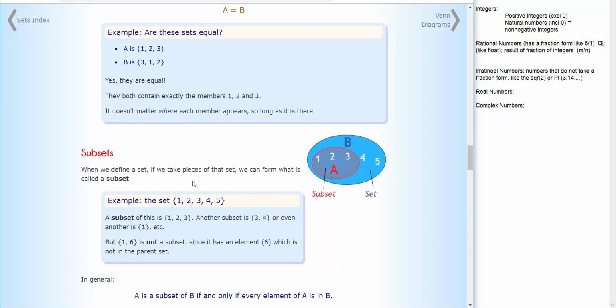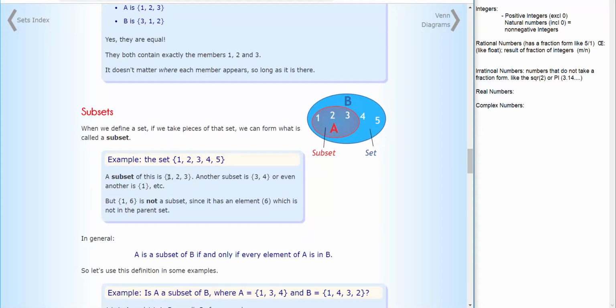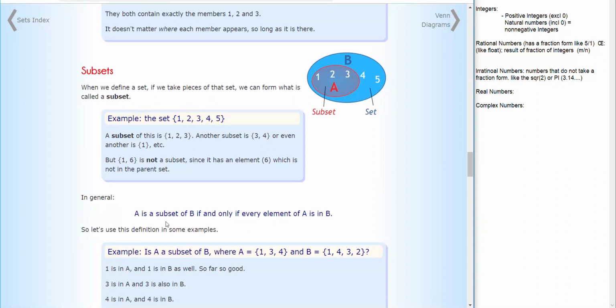Subsets. This is where things get interesting. Set and a subset. So 1 and 6 is not a subset of B, since it has an element 6 which is not in the parent set. So the subset 1, 2, 3 of capital A. Another subset is 3 and 4. Fair enough. 6 is not in the list of elements within this set. So A is a subset of B if and only if every element of A is in B.